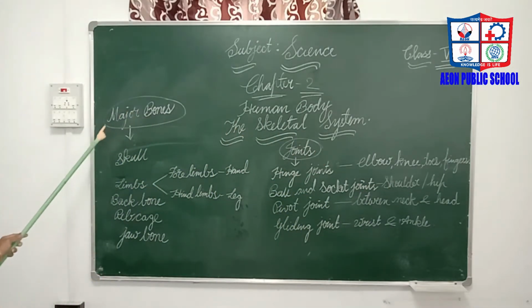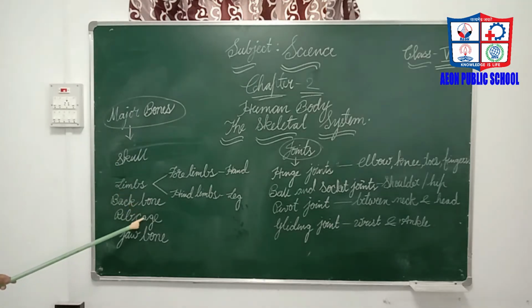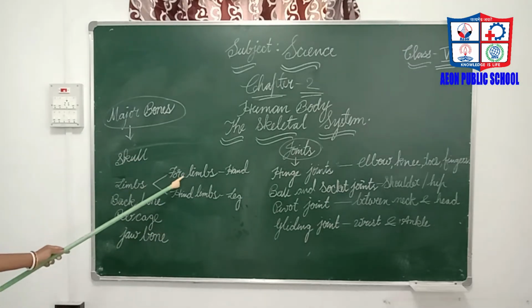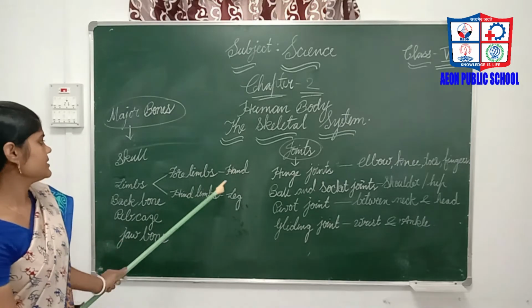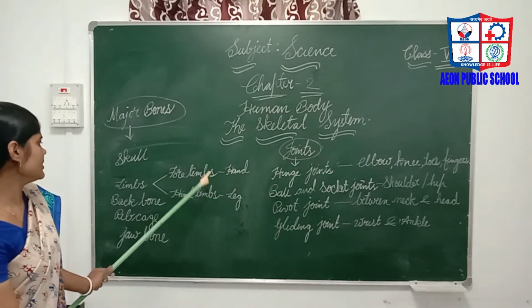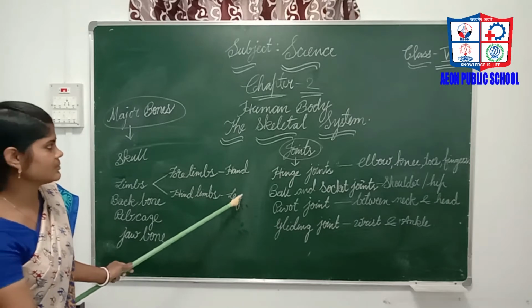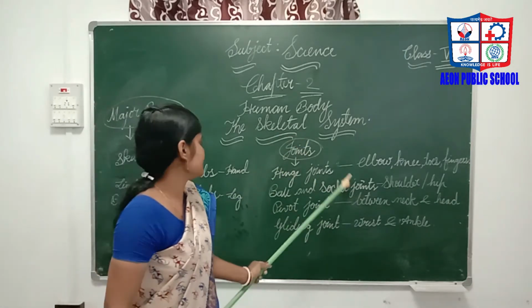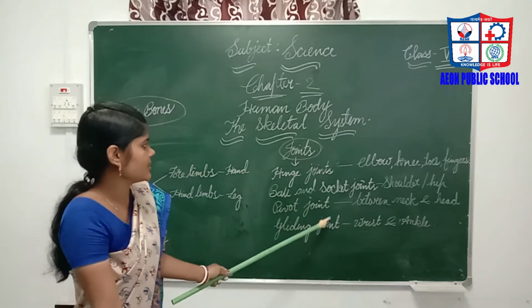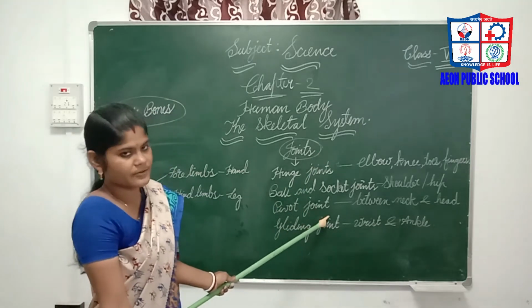Major bones. What are the major bones we have? Skull, limbs, backbone, rib cage, jawbone. These are the major bones. In limbs also, there are forelimbs and hind limbs. Forelimbs are the hand bones, and hind limbs are the leg bones. And the joints: hinge joints, ball and socket joints, pivot joint and gliding joint. These are the different joints.